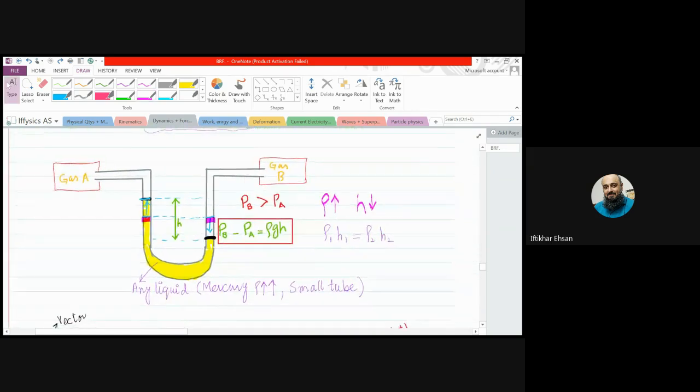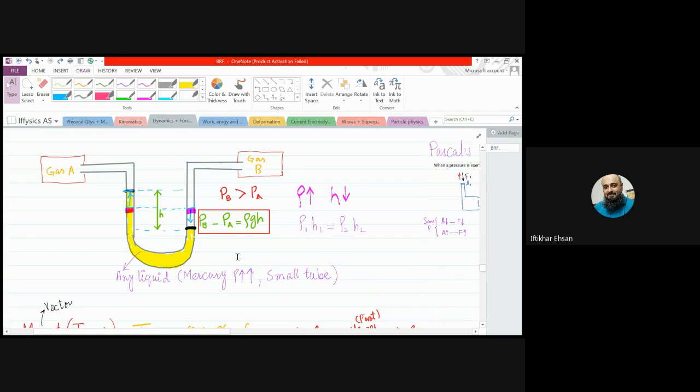Now mind one thing. If we have the same two gases A and B and the same liquid, and we take a narrow tube or a thicker, wider tube, it will not change H. It remains the same.